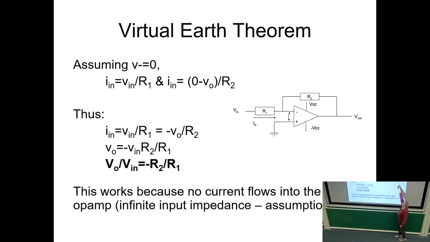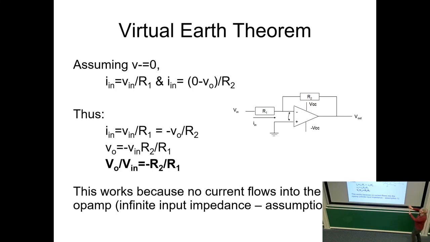We can now calculate what the voltage at this end ought to be to allow those conditions to apply. Ohm's law again. So we can just equate those two equations to each other because they're both equal to I in. I in equals V in over R1 equals minus V naught over R2. If you rearrange that and get rid of the I in, because you don't need that anymore, you work out that V naught over V in is equal to minus R2 over R1.